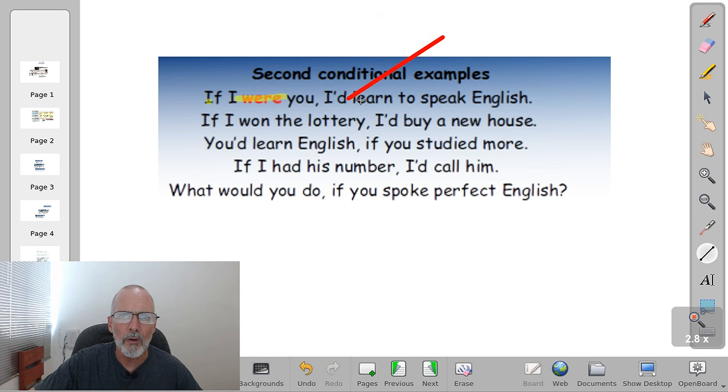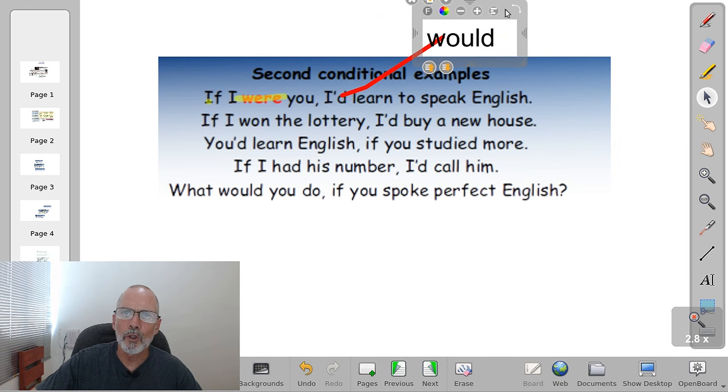What is this? Can anybody remember what this D here is? Apostrophe D. What is it? Who can tell me what this D is? Would. Very good, Melissa. Yeah. This is the contraction of would.